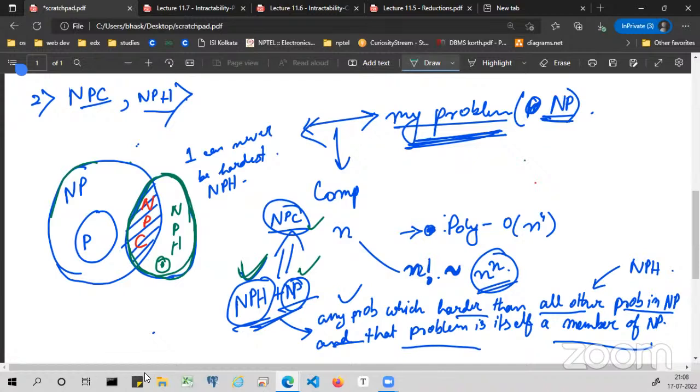And NP complete is the intersection of both of them. So it looks like NP hard has problems which are not even NP. "Not even NP" is a wrong statement. Which are not NP. I'm not saying that it's coming in polynomial time. I'm saying it is also exponential, right?